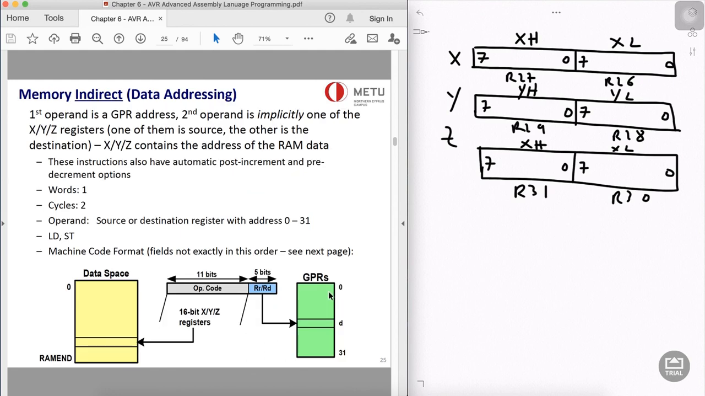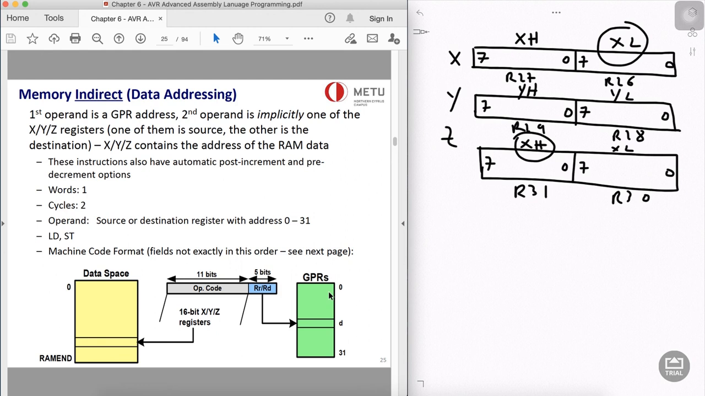So they are one word, 2 cycles, with source or destination registers between 0 and 31 in the GPR. We can use LD and ST, so load or store instructions can be used for memory indirect operations. If you want to store something into, for example, XL, you can just say XL, because this is already defined in the include file. Or if you want to define something in XH, you can just specify XH. So this is how we can deal with it.